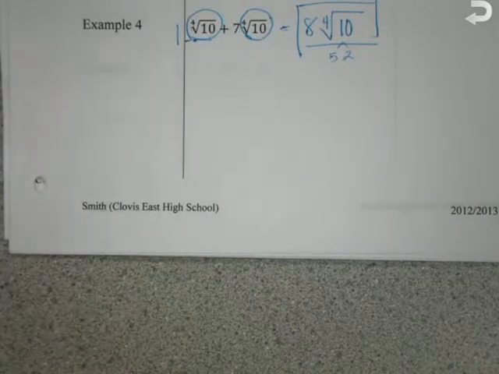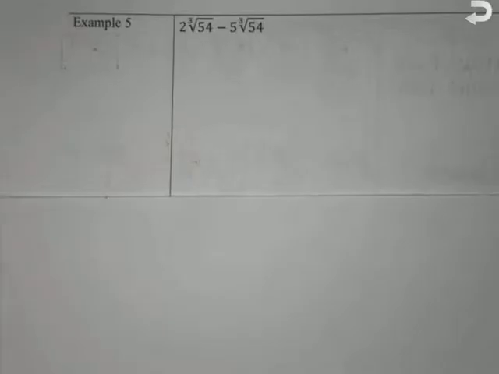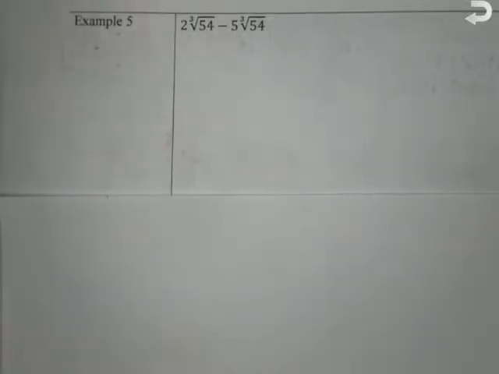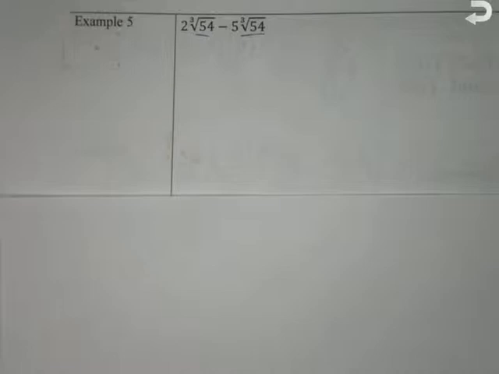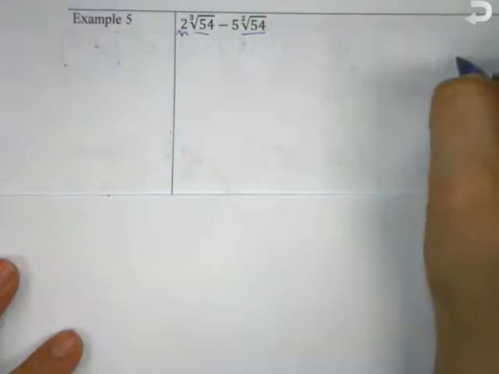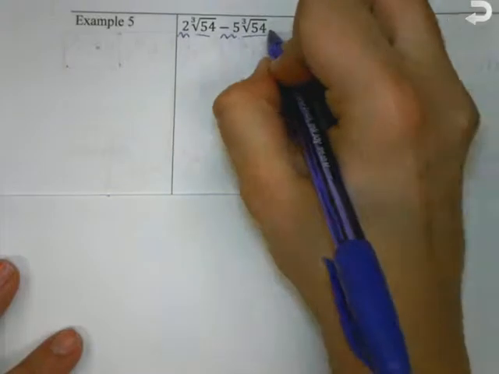All right, example 5. We have cube root of 54 minus 5 cube root of 54. All right, are these roots the same? I have a cube root 54 and a cube root 54. So we can just combine the coefficients. So what is 2 cube root 54 minus 5 cube root 54? Negative 3 cube root 54.